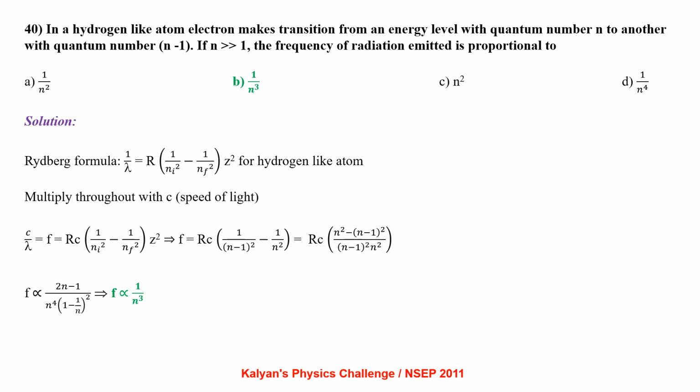Multiplying throughout with c, the speed of light, we get c by lambda equal to Rc times 1 by n initial square minus 1 by n final square into Z square. So f equal to Rc times 1 by (n minus 1) whole square minus 1 by n square. Upon simplification, we get f is proportional to 1 by n cube.